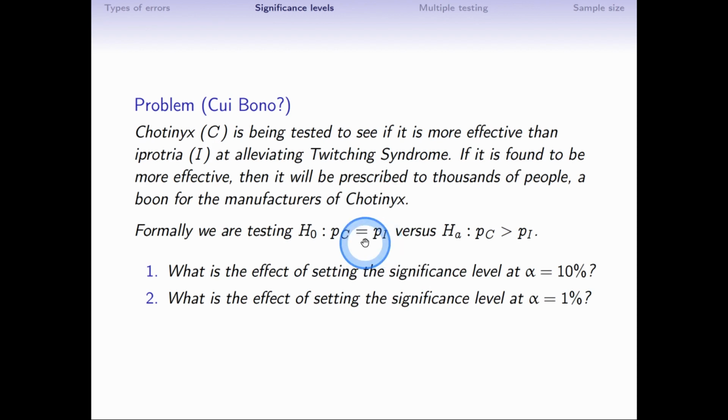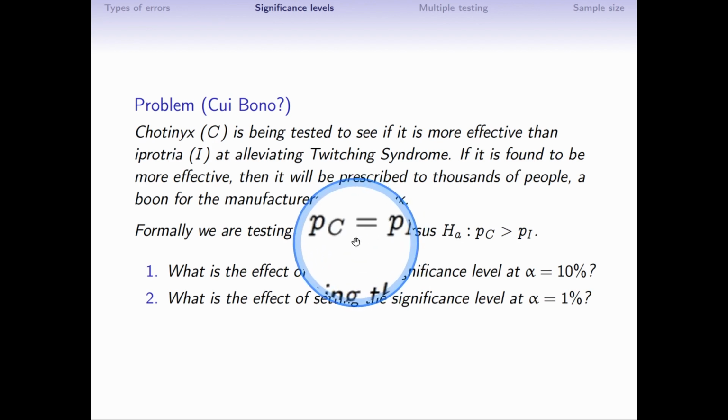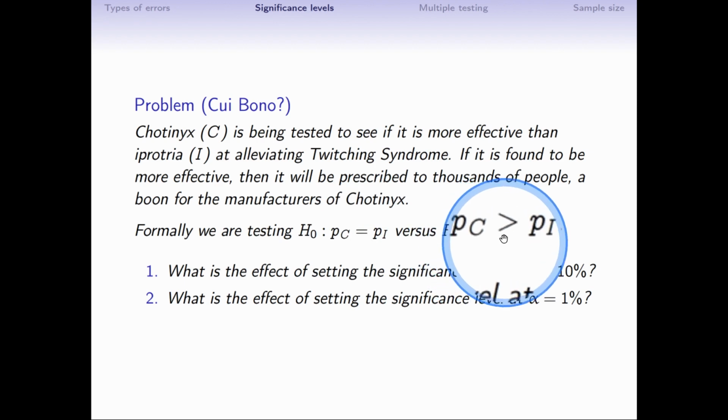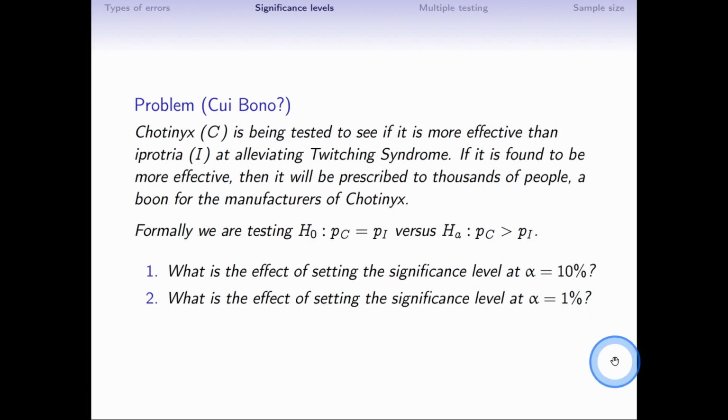So formally, what are we testing? The null hypothesis is that these drugs are equally effective. The value of P sub C and P sub I are the same. And the alternative hypothesis is that no, in fact, Chotinix is slightly better or better than iprotria. P sub C is greater than P sub I. So what is the effect of setting the significance level at alpha equals 10%? And what is the effect of setting the significance level at alpha equals 1%?